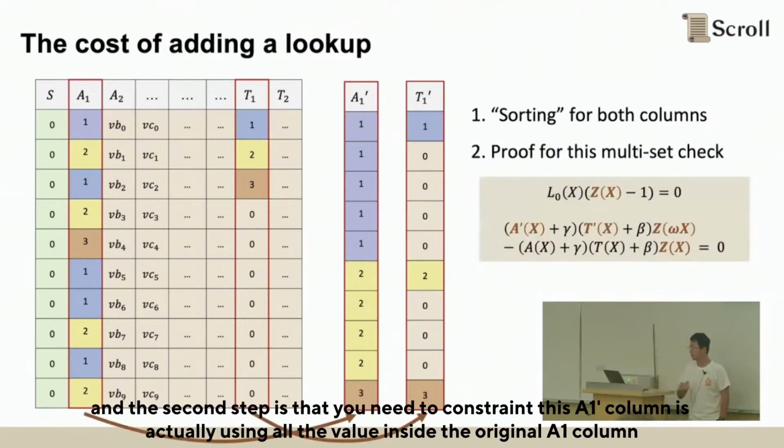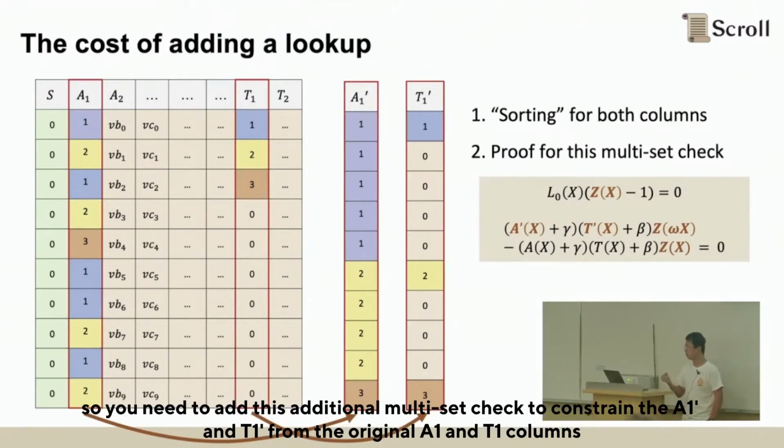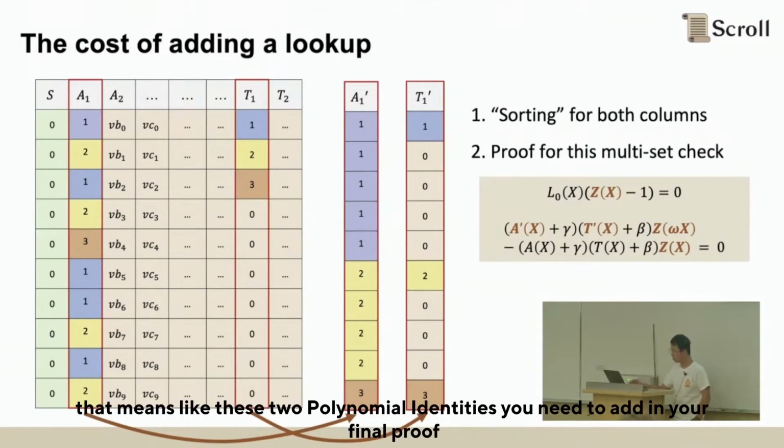The second step is that you need to constrain that the A1 prime column is actually using all of the values inside the original A1 column to construct it, and the same for the T1 prime column. So you need to add an additional multi-set check to constrain A1 prime and T1 prime from the original A1 and T1 columns. That means these 2 polynomial identities you need to add in your final proof.